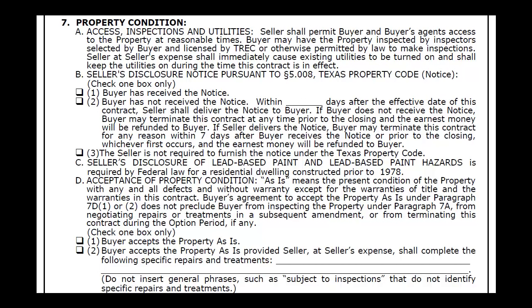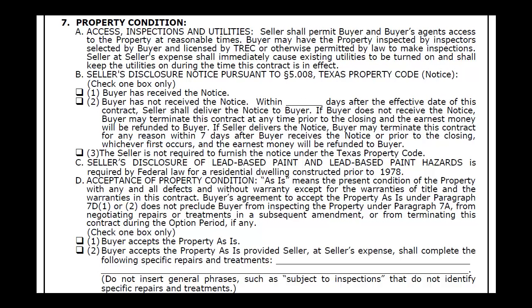So let's start off with A, access, inspections, and utilities. The seller must let the buyer in the door at reasonable times. The buyer may have the property inspected. The seller must immediately turn on the utilities, and the utilities must remain on until the deal's closed.